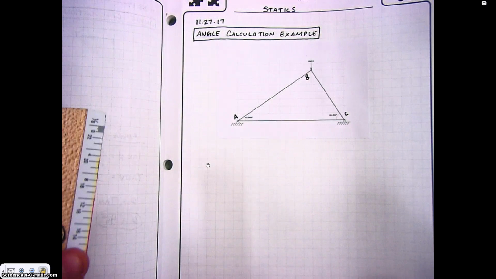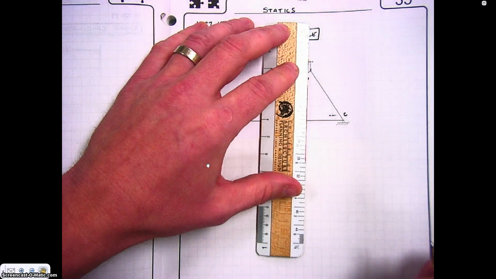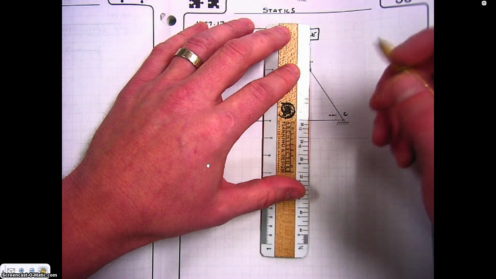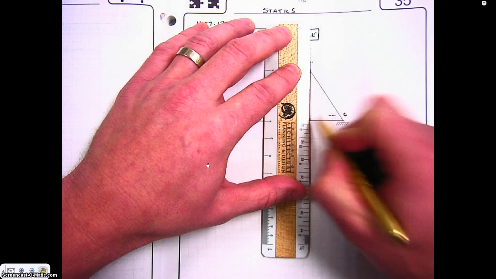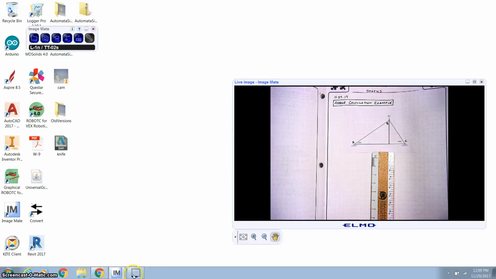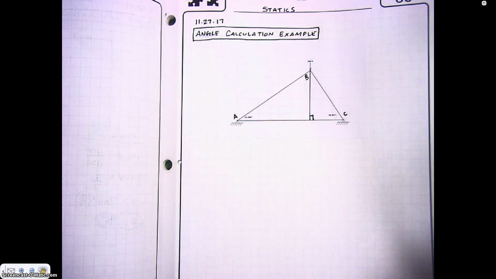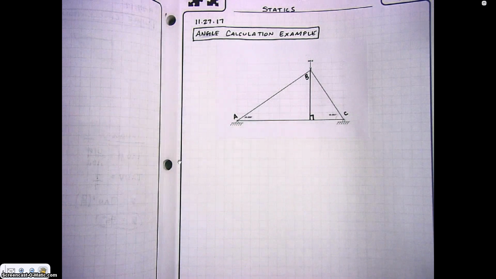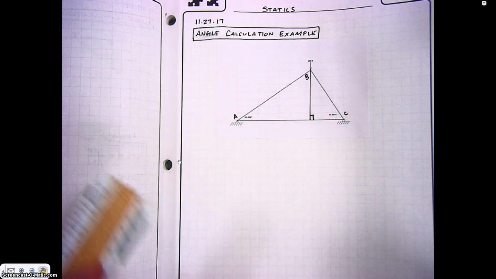I'll then want to divide this triangle into two right triangles so that we can use our tangent trig functions to be able to calculate it. And so I'm going to draw a line straight down from point B, and then I can go ahead and mark this as a right triangle. All right, and since we have right triangles now, we can calculate the angle at point B and the angle at point C.